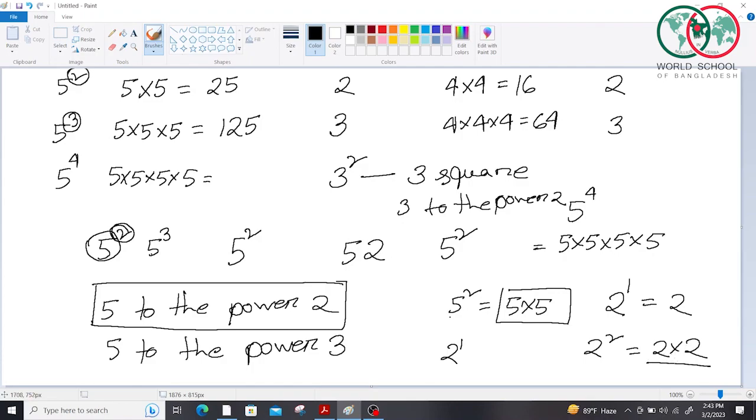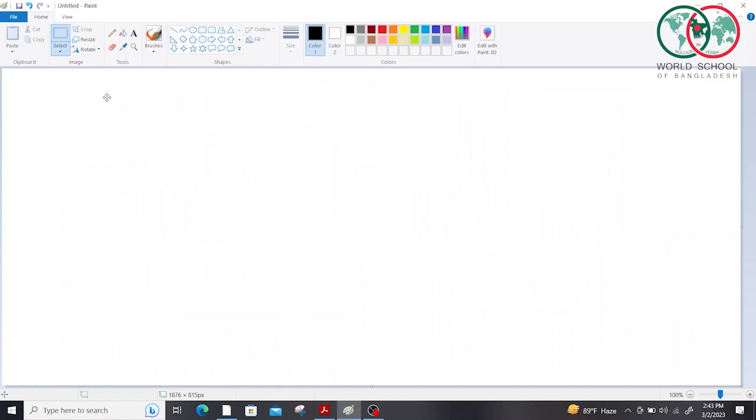But what about, okay, let me clear this screen. What about 3 to the power 0 or 2 to the power 0 or any number to the power 0? What will happen then? Basically, it doesn't matter what our base is, 3, 2 or 4, it will always be 1.